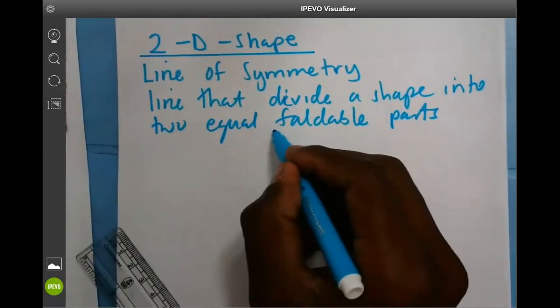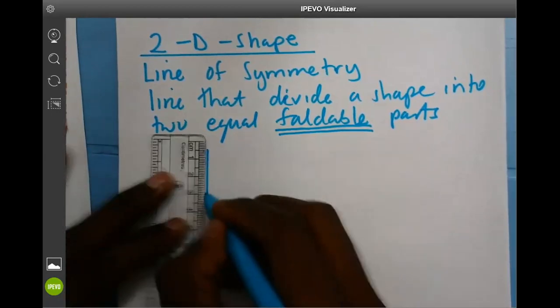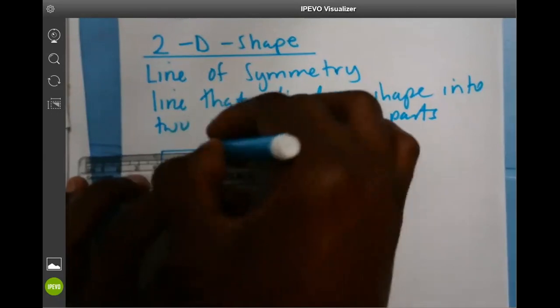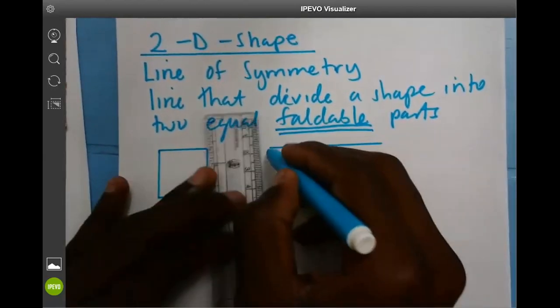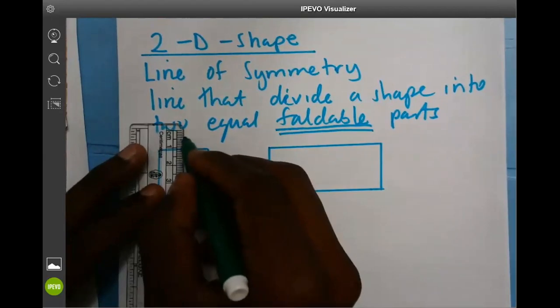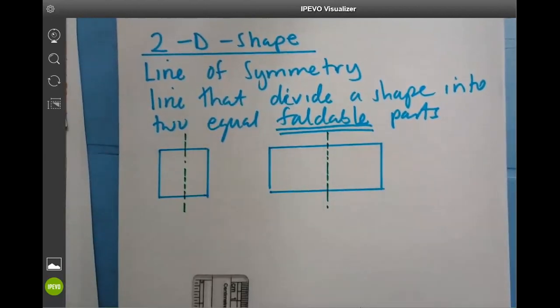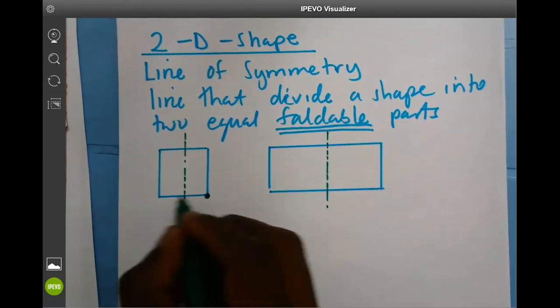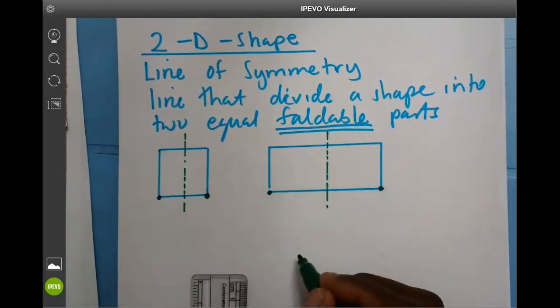Now, the most important part is the part where we say foldable, because there are some shapes, once you fold, they're not foldable, but it looks like the line is dividing. Take example, you have a square. When you have a square and when you have a rectangle, these two will not behave exactly the same way when folded. Okay, so when you have those two shapes, both of them you can fold in the middle there. And when you fold, this corner here will come and join this corner here. The same too, this corner here will come and join this corner, this side.